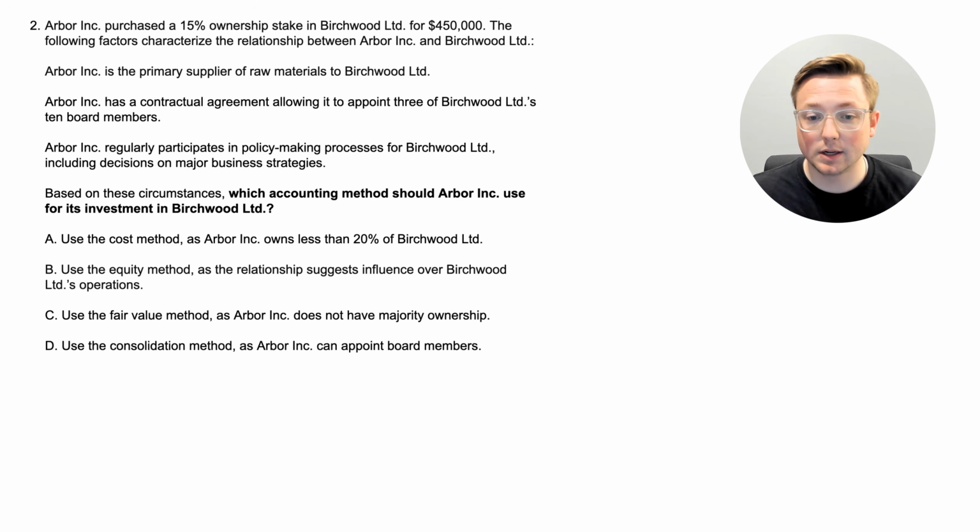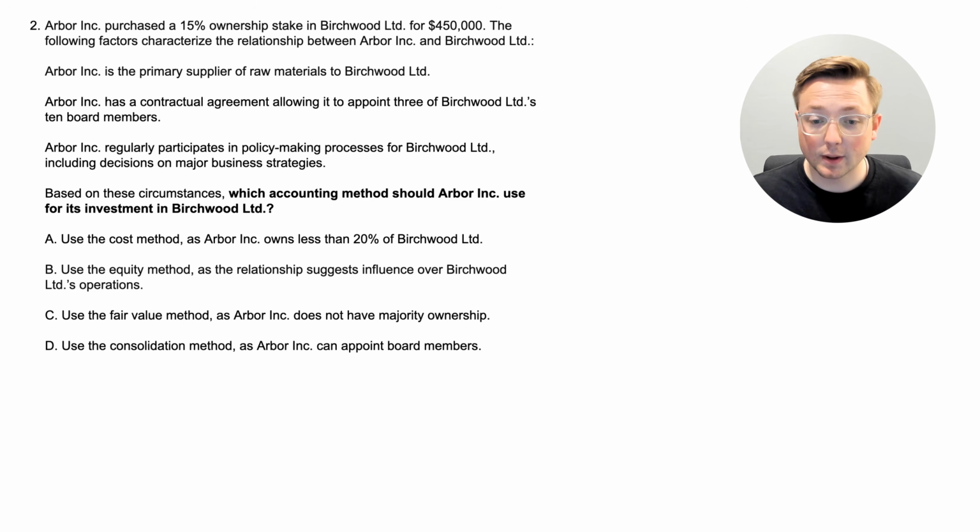Use the cost method because it owns less than 20%. You know, maybe, because so far all we know is that it's between 20 and 50%. That's when you use the equity method. Use the equity method as the relationship suggests significant influence over Birchwood Ltd.'s operations. So because of the relationship, maybe they do have significant influence.